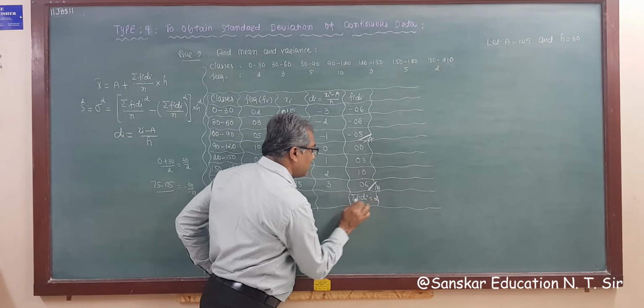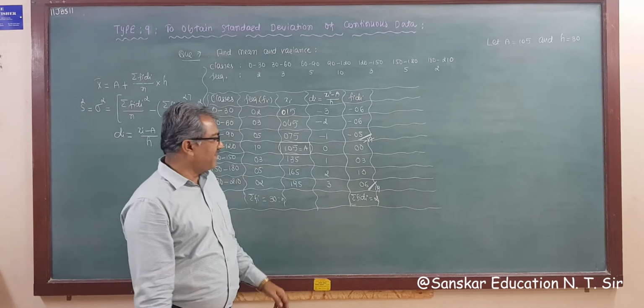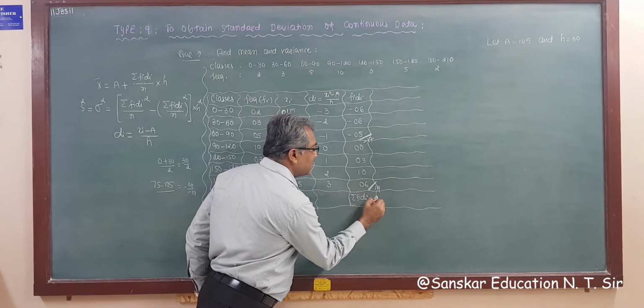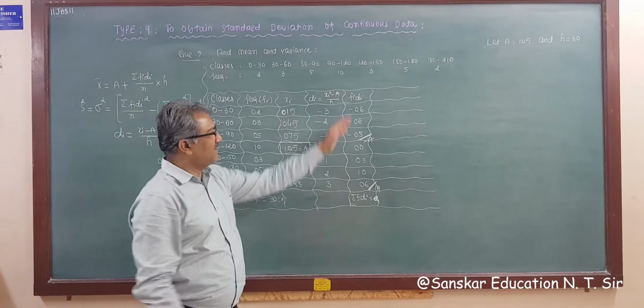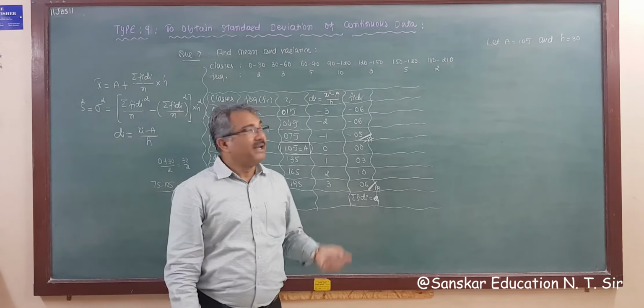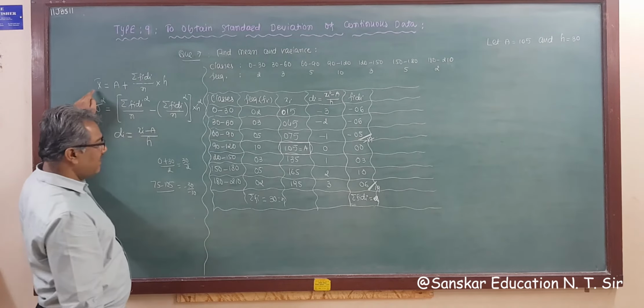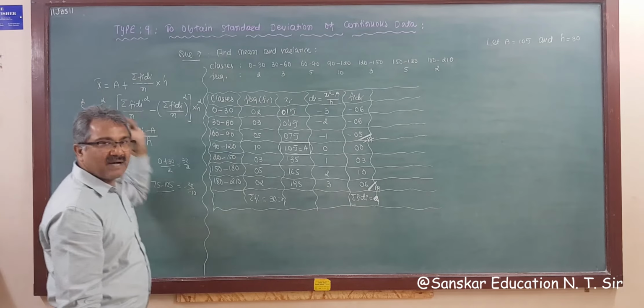So I am writing 2 here. Sigma fi di is 2. I am writing bold 2 here because the vertical line is there. Right? Now your mean, x bar.